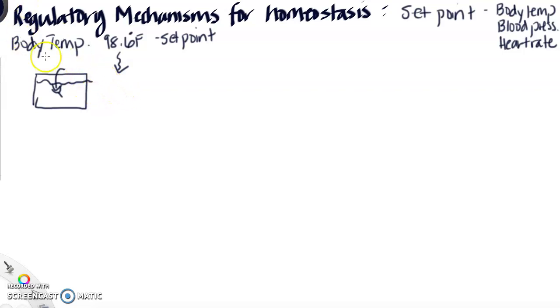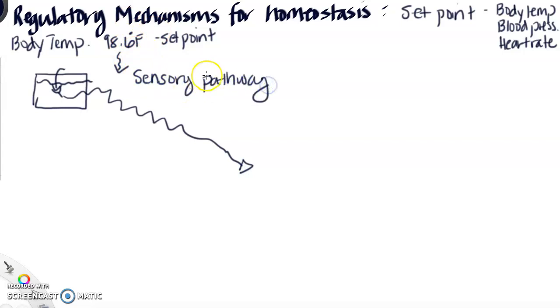So it does this through a pathway. And that pathway is a sensory pathway, which makes sense. It's sensing that temperature is going down. We call that also an afferent pathway. Okay, so it sends that information down an afferent pathway to the central nervous system.